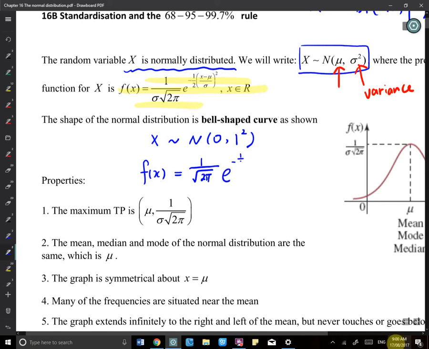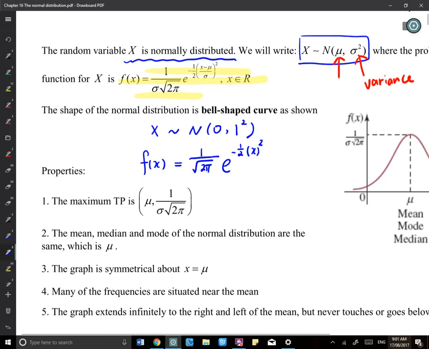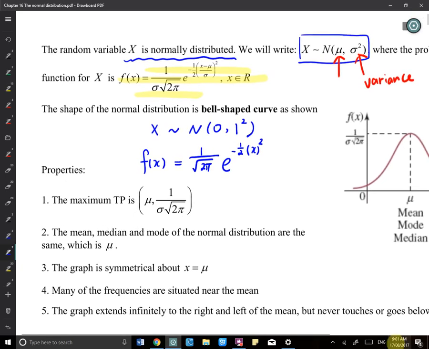Exponential negative a half. X minus 0 divided by 1, so it's still x, so it's x squared. Okay, that's the simplest equation we can have for the normal distribution. That's when the mean is 0, standard deviation is 1. You will have that density function.